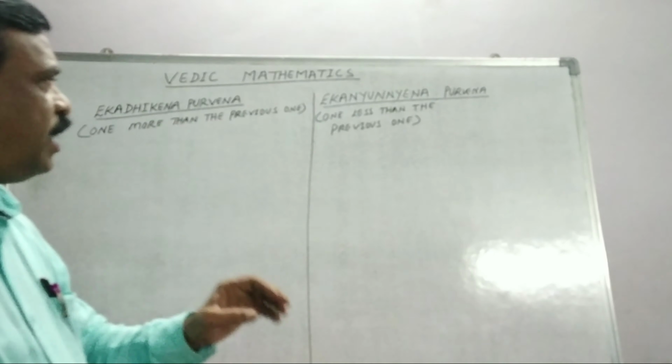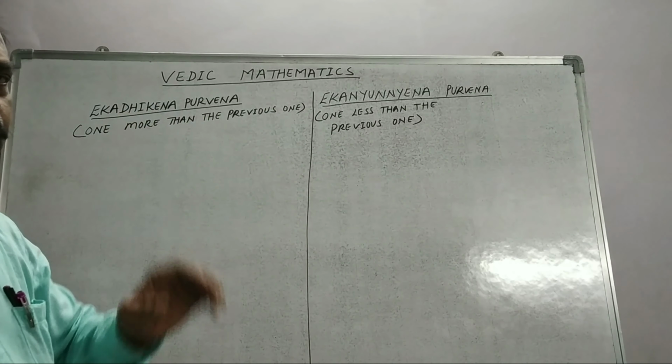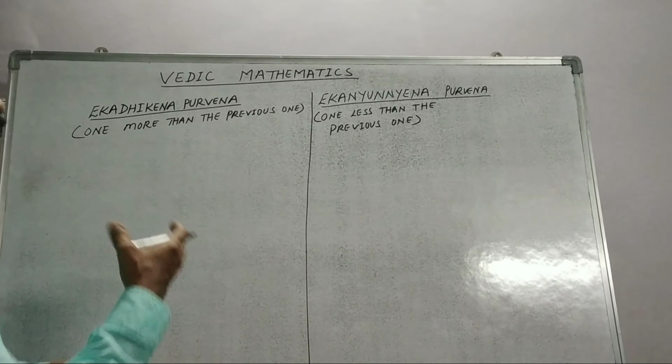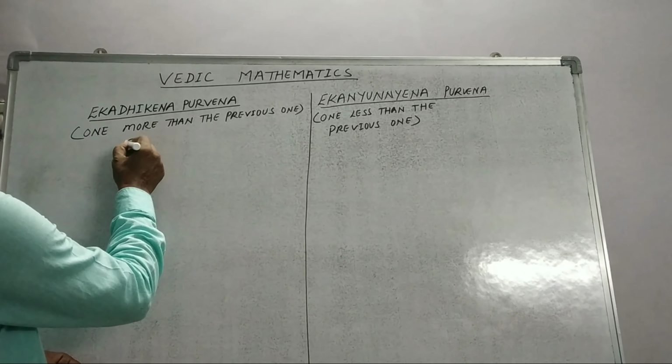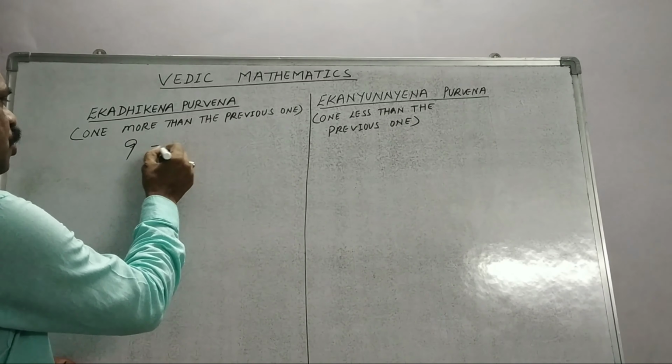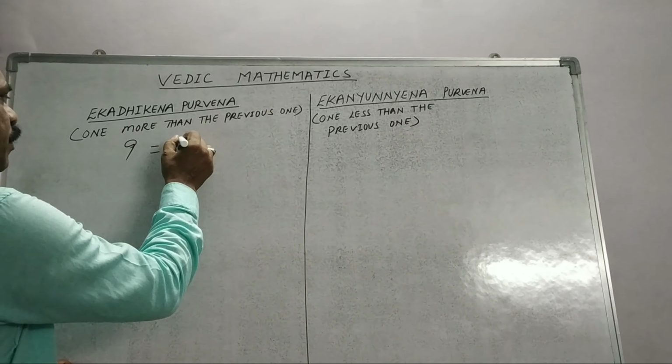First let us see how we can apply Ekadhikena Purvena. Now see, we know that 9 is a single digit number. So 9 is nothing but 10 minus 1. This 10 minus 1 we write as 1 bar. 1 bar means that is a negative number here. So this 1 and 1 bar we are getting using this sutra Ekadhikena Purvena.